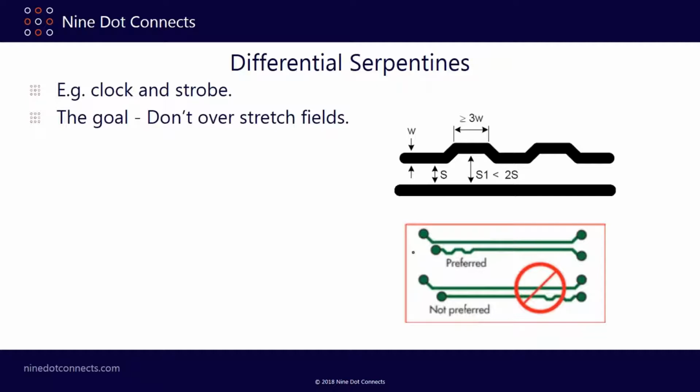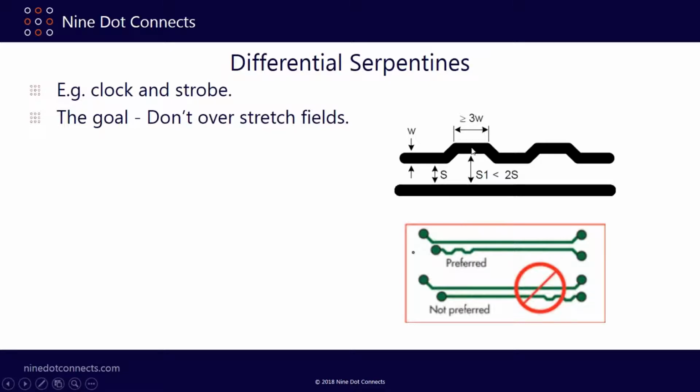Now with differential serpentines, which are in DDR3, we're referring to the clock and strobe, you want to remember that your goal is don't overstretch fields. You'll hear me say this over and over again. You don't want to stretch fields any more than you absolutely have to. So I've given you an example here of some general rules, based upon the spacing between the lines.